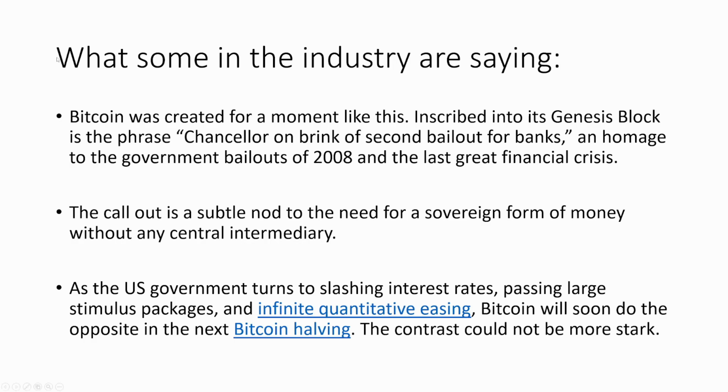So what does this have to do with cryptocurrency? Well, some in the industry are saying that Bitcoin was created for a moment like this because, in fact, in the genesis block of Bitcoin is the phrase "Chancellor on brink of second bailout for banks," which is an homage to the government bailouts in 2008 and the last great financial crisis. The call out is a subtle need for a sovereign form of money without a central intermediary, in this case, the Federal Reserve.